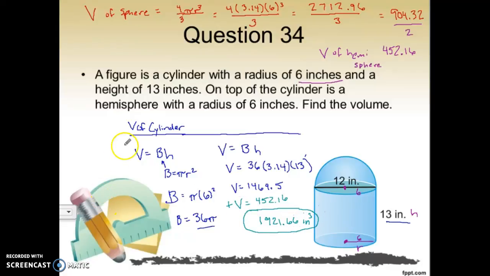So there were 3 steps here. We had to find the volume of the cylinder. We found the volume of the hemisphere. And then we found the volume of the 2 of them added together.